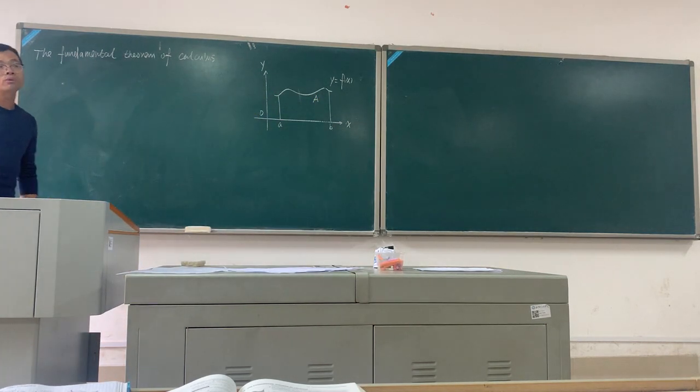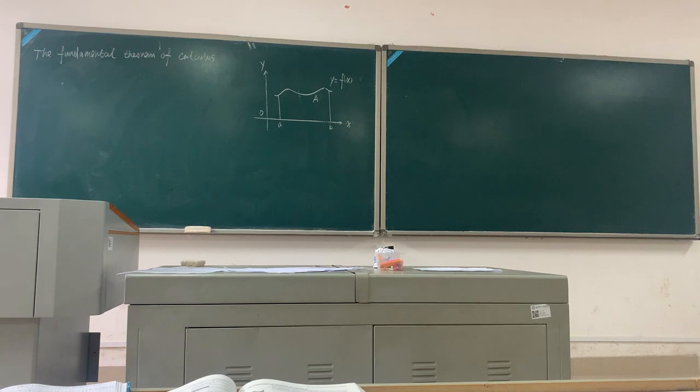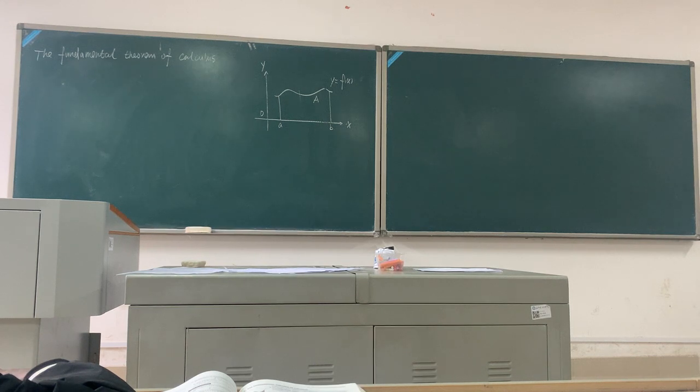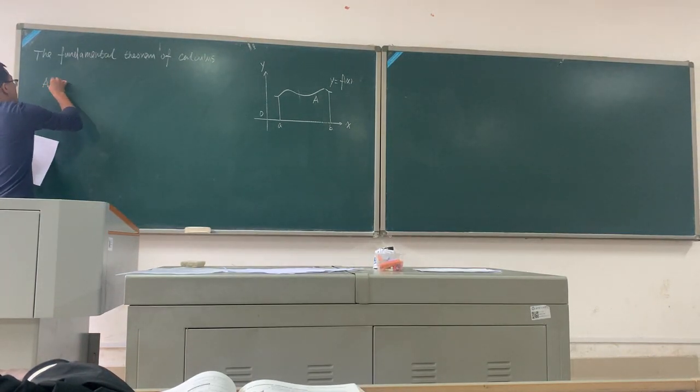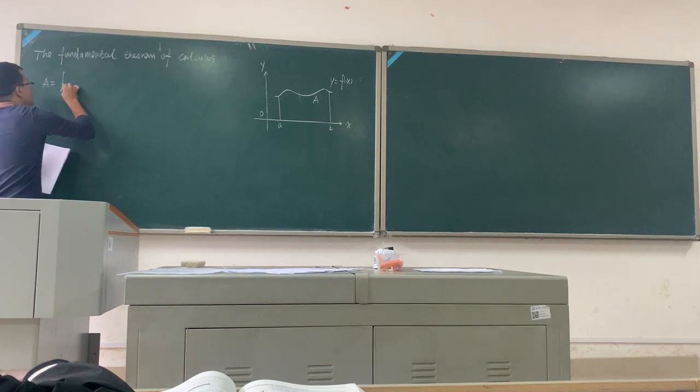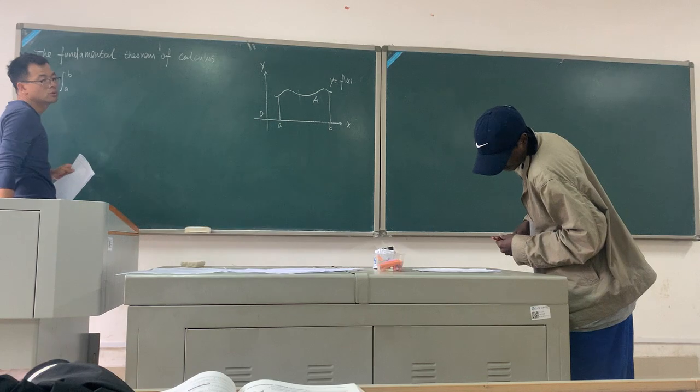Now if I give you a function y equal to f(x), we denote the area under y equal to f(x) from a to b as A. According to the definition of the definite integral, A is the net signed area, which is the definite integral.